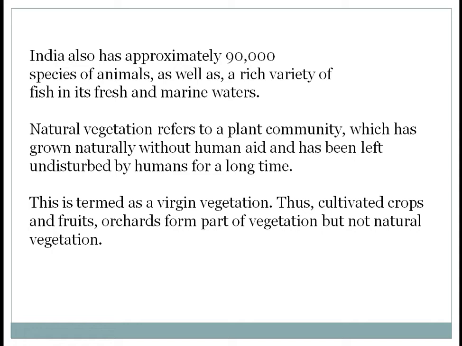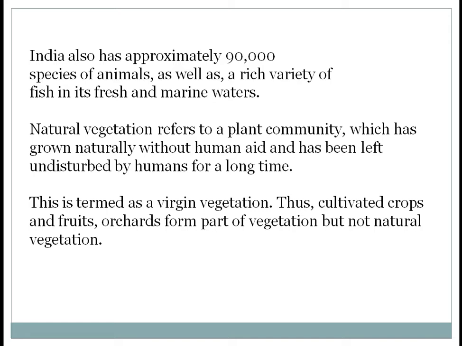Natural vegetation refers to a plant community which has grown naturally without human interference, right? Human aid means human disturbance, we can say. It has been left undisturbed by humans for a long time.